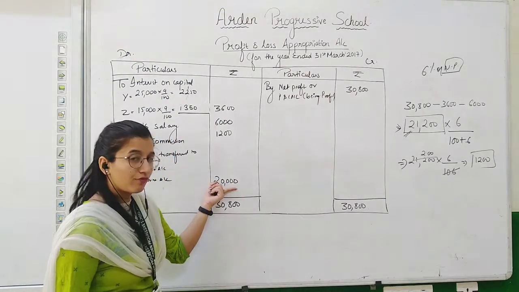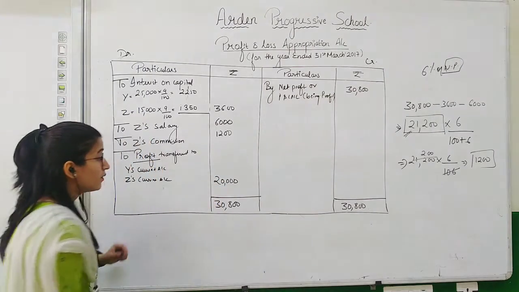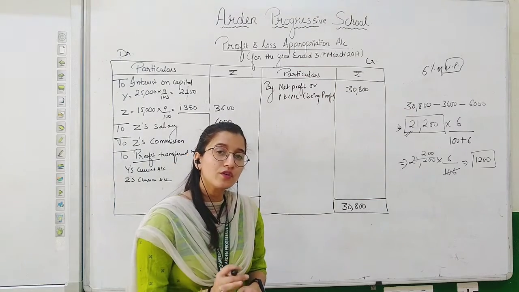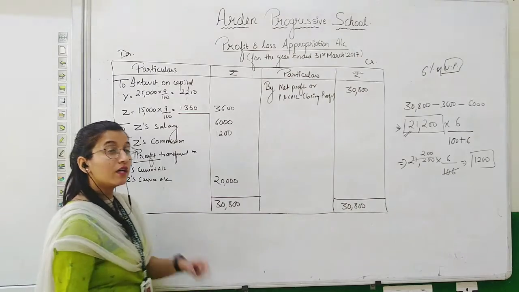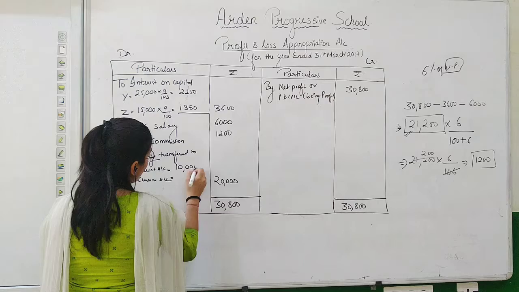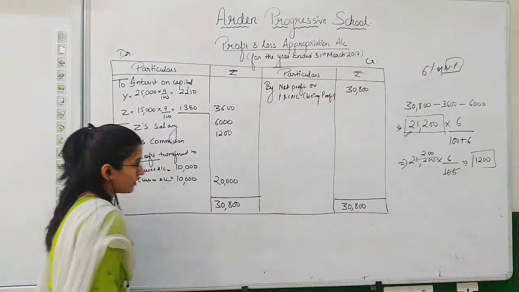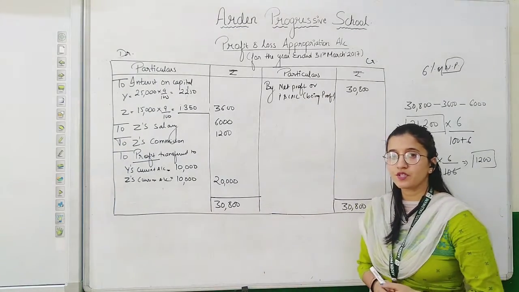20,000. So this is the profit for the partners, which will be distributed equally among the partners. Why? Because in the question there is no ratio given. If there is no ratio given in the question, we will divide the profit among the partners equally. So Y will get 10,000 as share of profit and Z will get 10,000 as share of profit. So this is how we will prepare profit and loss appropriation account.